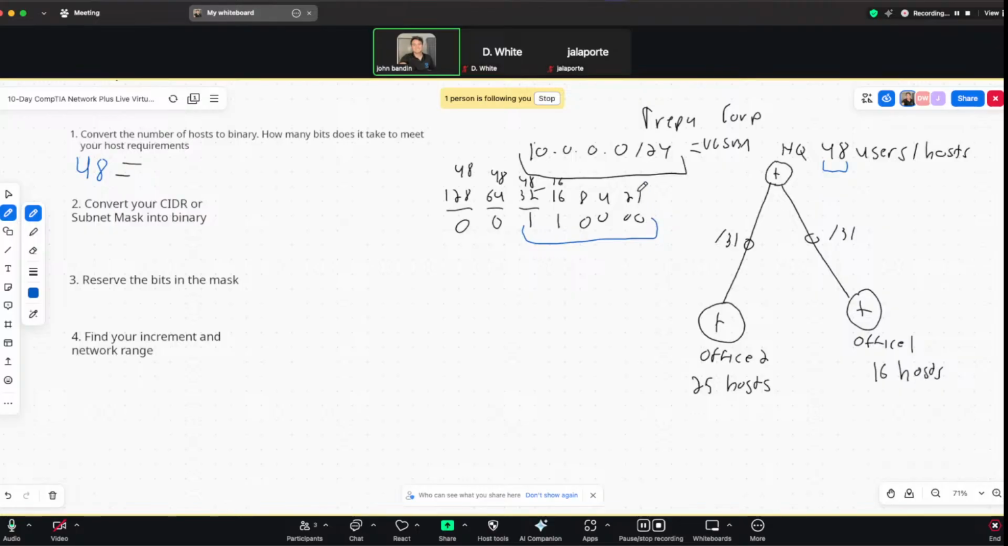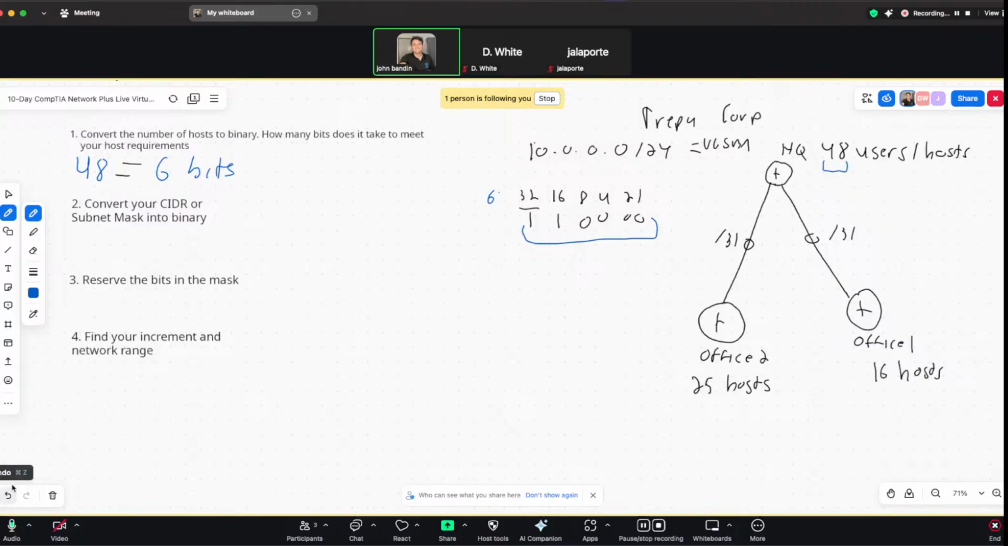Because if we quickly erase all this, this is the binary. This is how we get the number 48. It's 110000. It takes these 6 bits to get to the number 48. So it takes 6 bits. That fulfills step 1: how many bits does it take to meet your host requirement?